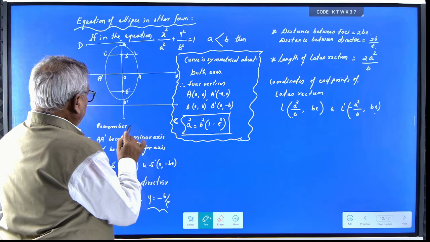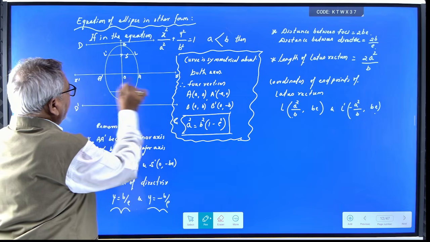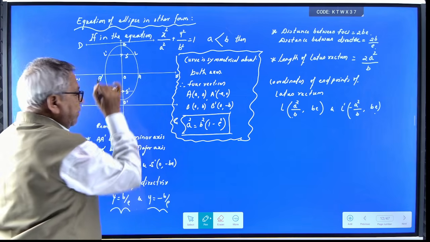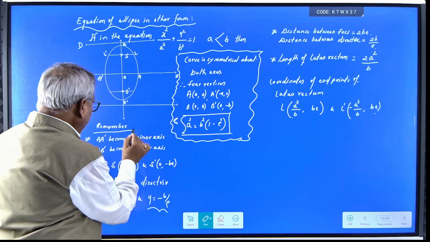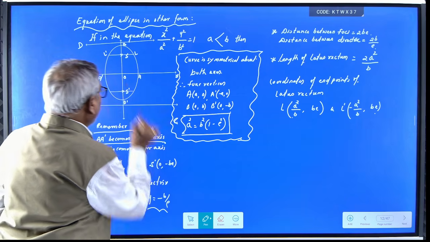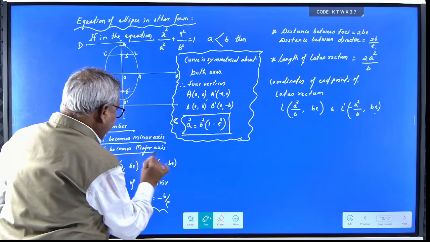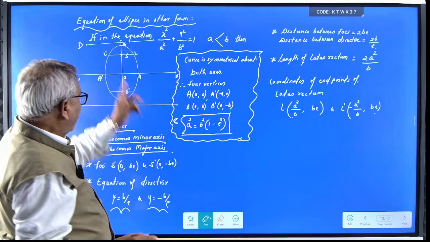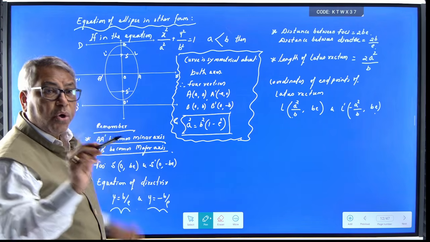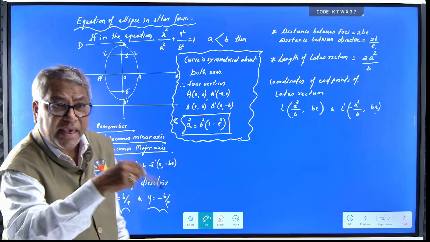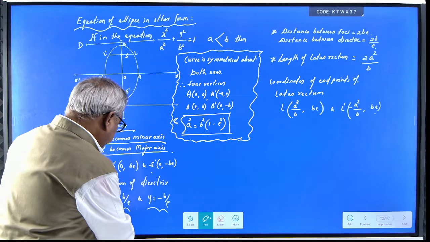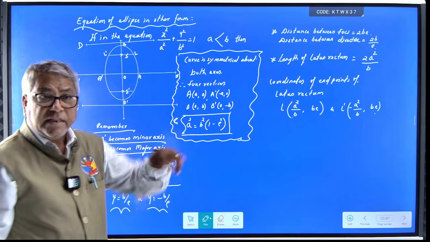Remember that here, AA dash becomes smaller than BB dash. So AA dash becomes the minor axis in that case, and BB dash becomes the major axis. The focus S lies along the y-axis at (0, be) and S dash at (0, minus be). What was the equation of the directrix in the previous case?